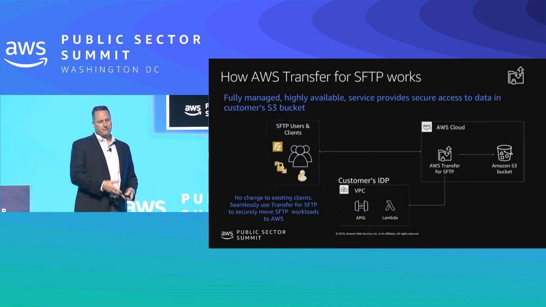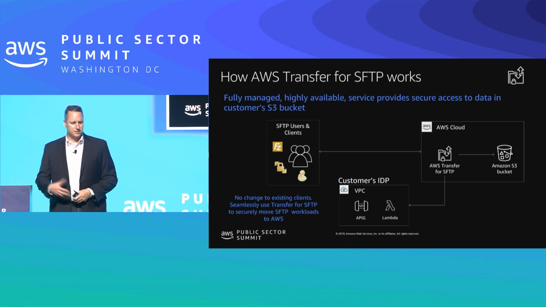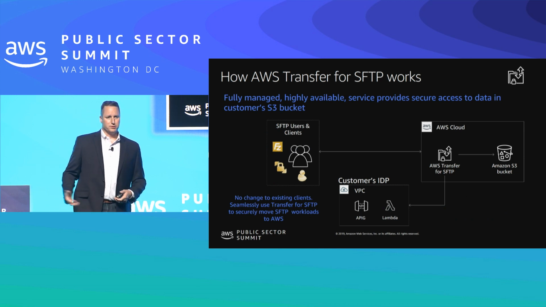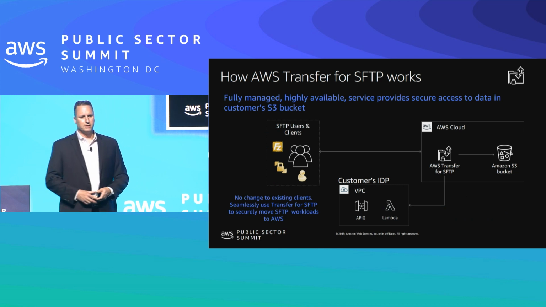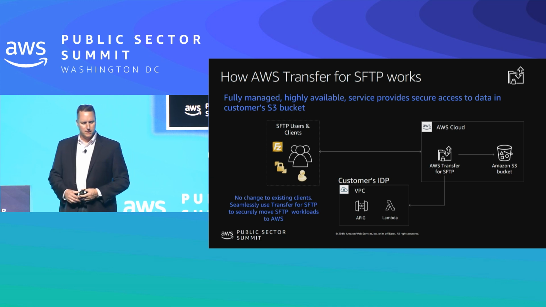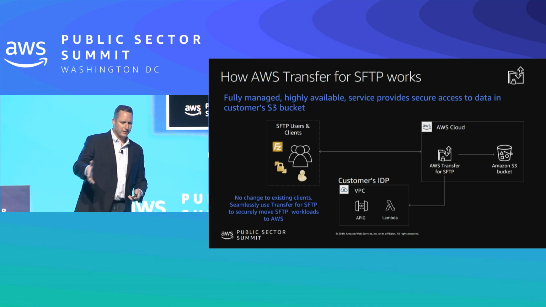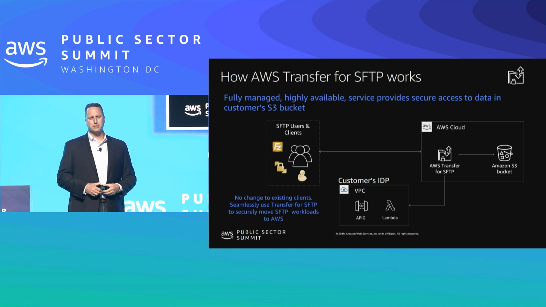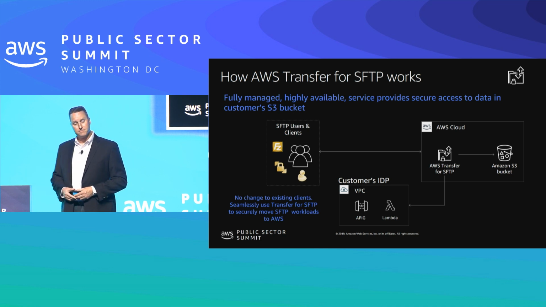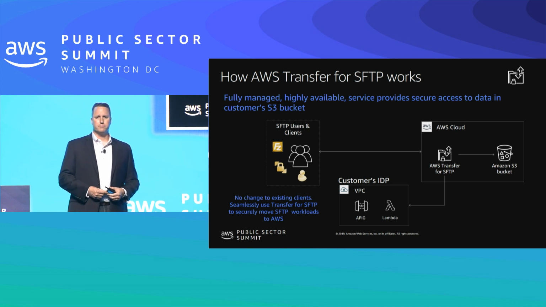So how does it work? So you have clients out there. Pick your favorite client. FileZilla, Cyberduck is the one I'm going to be using here, and there's dozens of others, SFTP clients that have been around for quite some time. And you authenticate to the Transfer for SFTP service, which resides in AWS, and is connected to an S3 bucket.